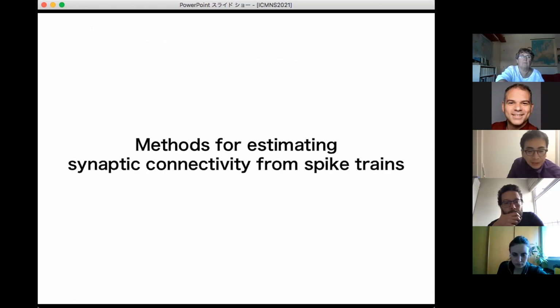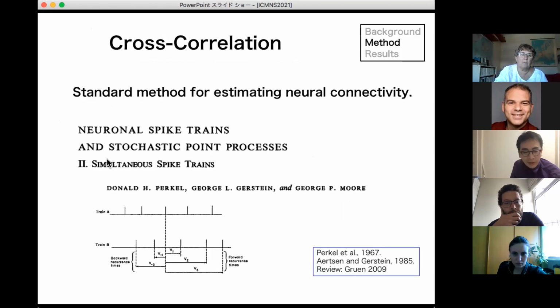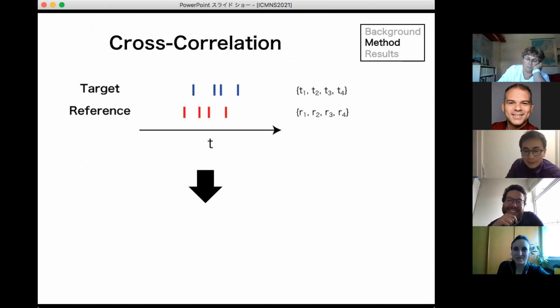Then we describe the methods for estimating synaptic connectivity from spike trains. First of all, I explain the most standard method, the cross-correlation, for estimating the synaptic connectivity from spike trains. Note that it was originally proposed in the 60s, and it is much older than me. This is a schema. This slide explains how to do it in cross-correlation.